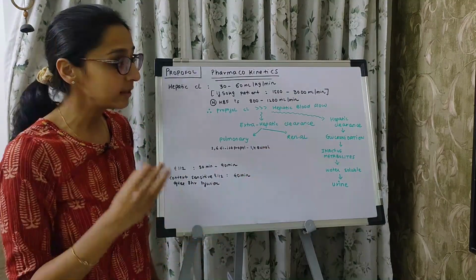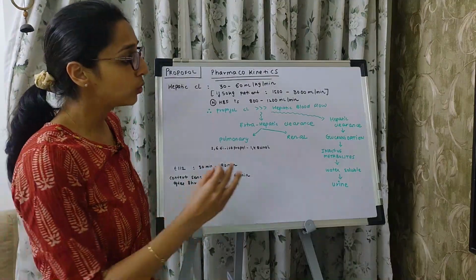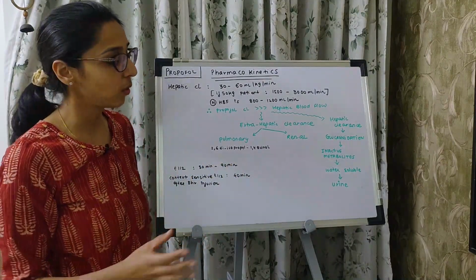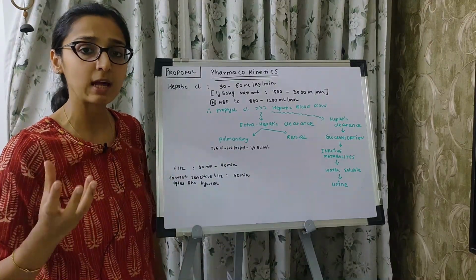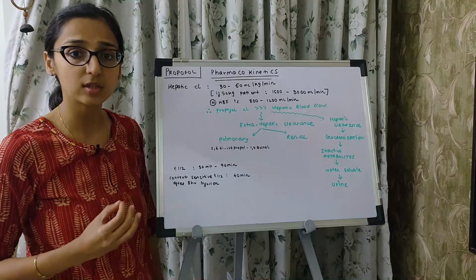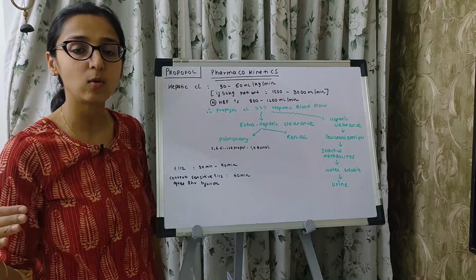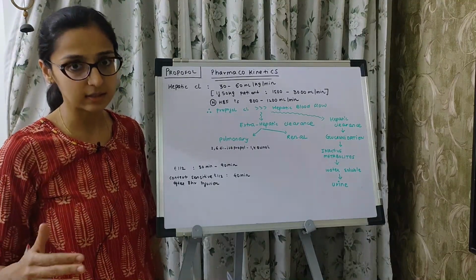In the liver, you will see glucuronidation of the propofol. It will form inactive metabolites. There will be production of inactive propofol metabolites which are water soluble, and they will be excreted out through the urine via the kidneys.